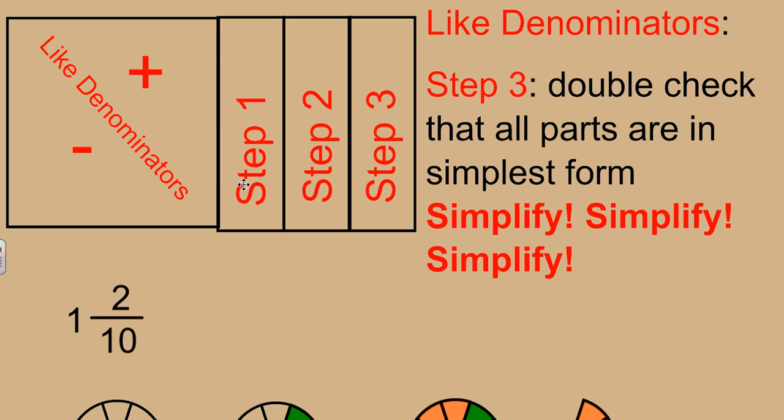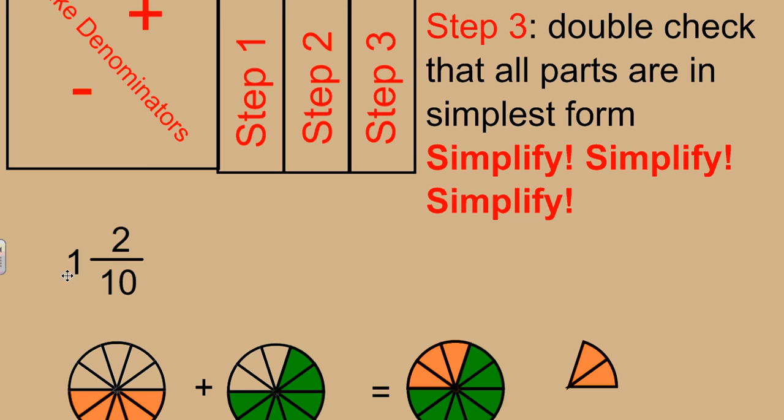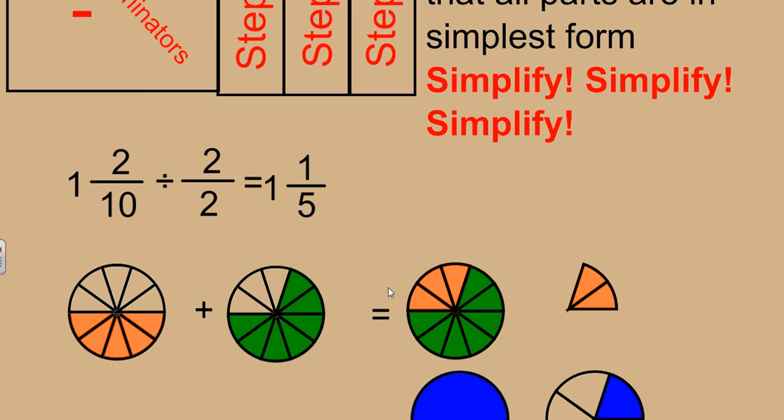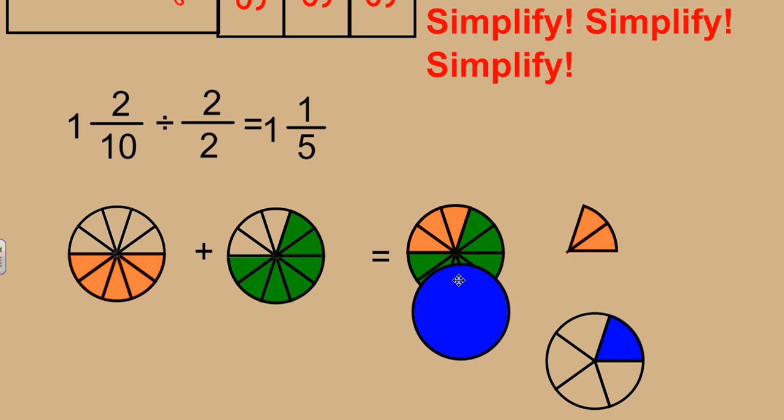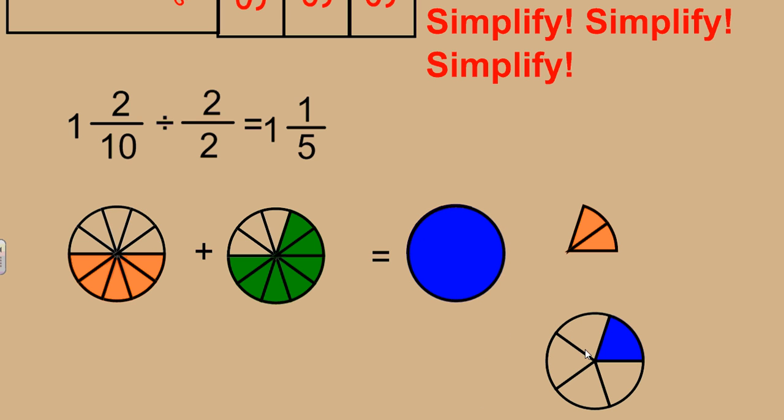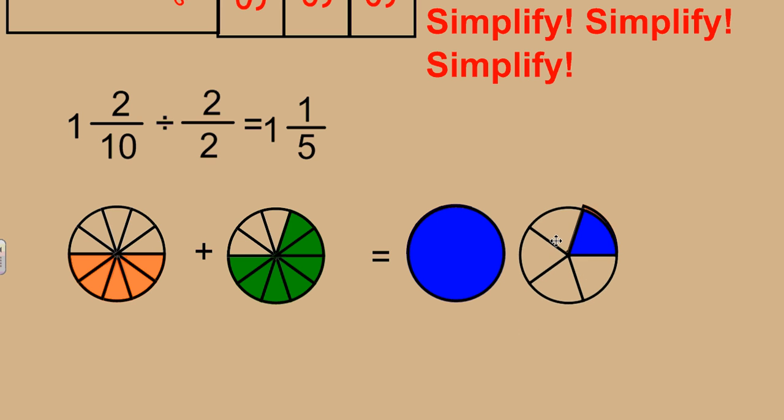Moving on, step number 3, we always have to double check that all of the parts are simplified. Simplify, simplify, simplify. We thought that we had simplified when we converted it to a mixed number, but really, we still have to simplify the fraction portion. When we divide by the greatest common factor between 2 and 10, we divide both numbers by 2 and we get 1 and 1/5. If you look in the visual model, you can see we have one whole right here, and this piece was divided into fifths, so 2/10 is actually equal to 1/5, and that fits just perfectly over the top of that. So we have 1 and 1/5.